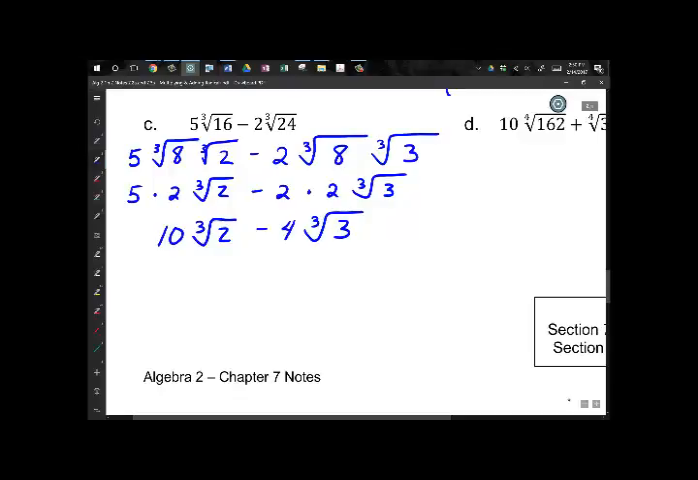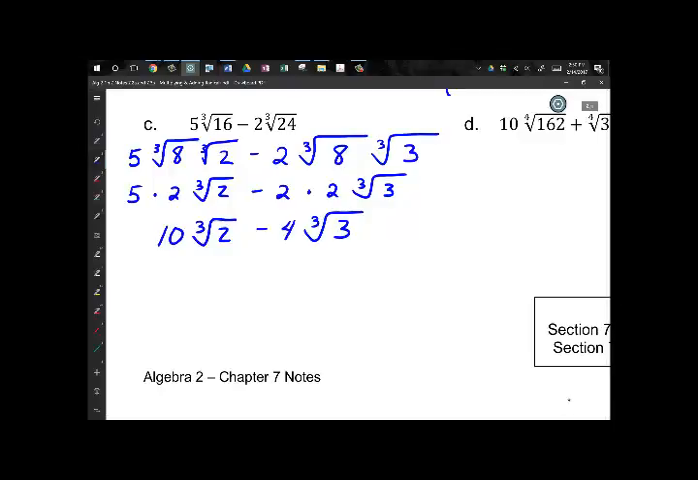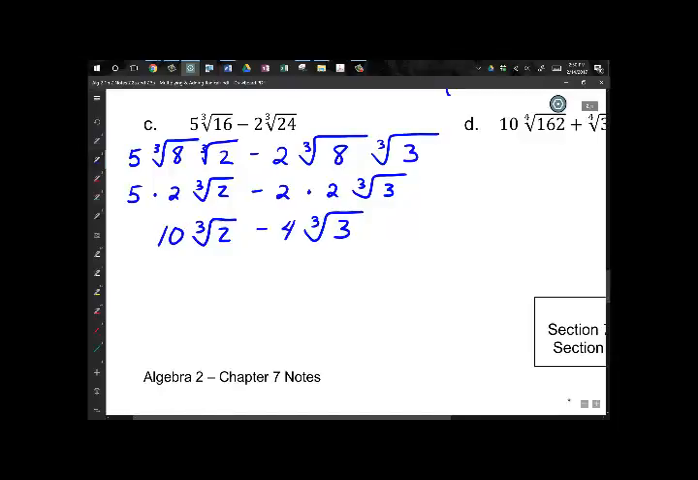Are we allowed to go any further? Well, we have the same index. They both have a 3. However, we do not have the same radicand. One is 2 and one is 3. And so in this case, this is as far as we can go, and this is our simplified answer.